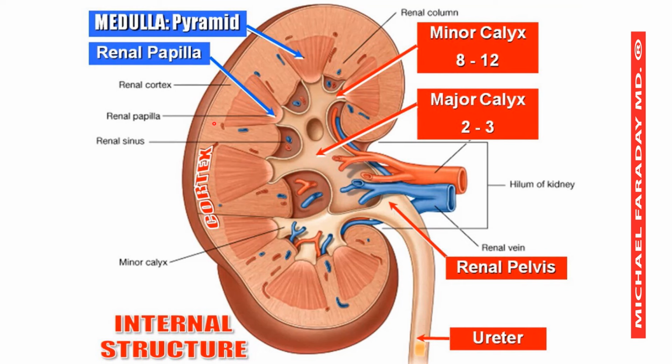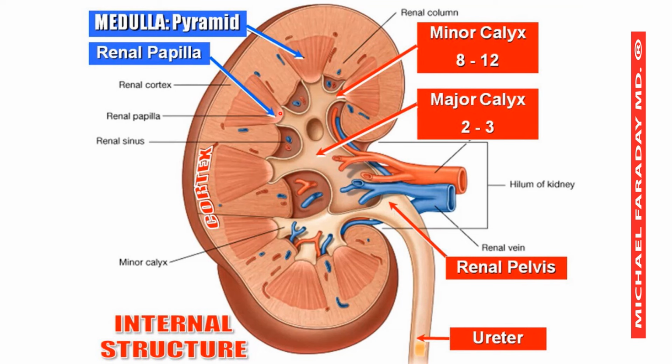The cortex is made up of convoluted tubules. The medulla has collecting tubules. Cortex has convoluted tubules, medulla has collecting tubules. Now you can see the apex of the medulla is called the renal papilla. This collecting duct would end here, at the renal papilla.